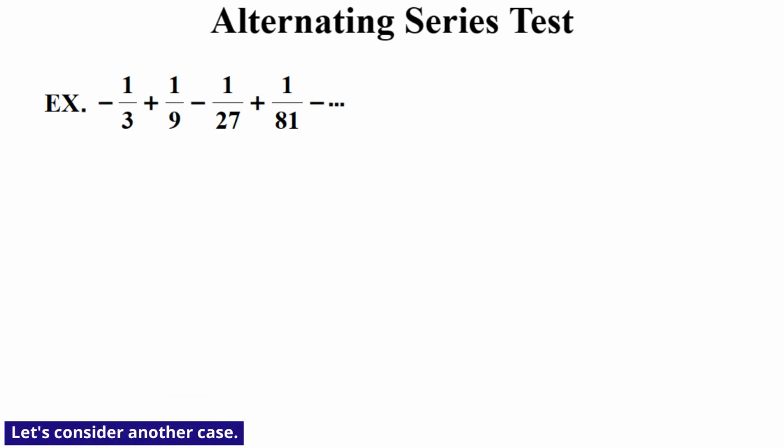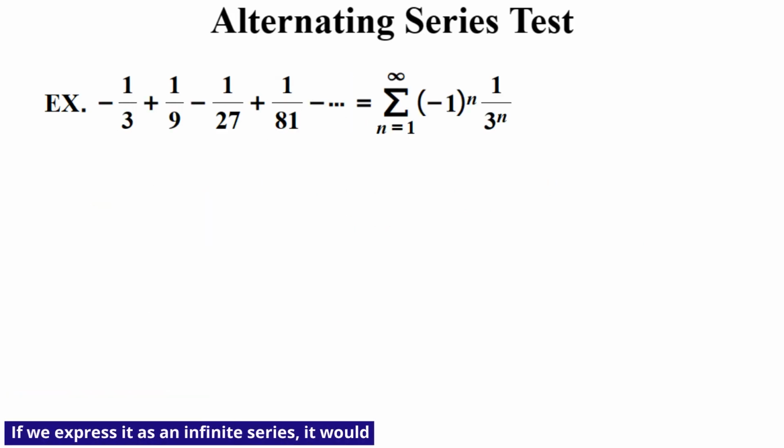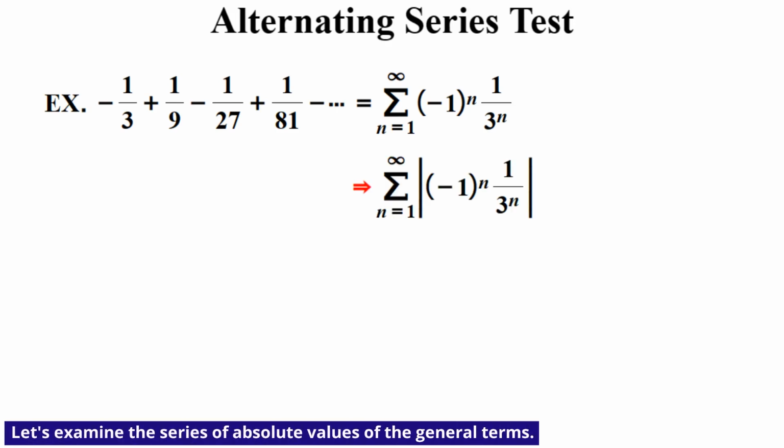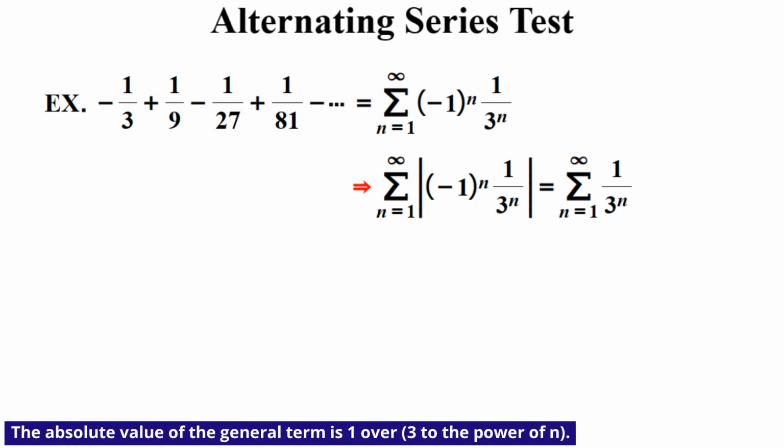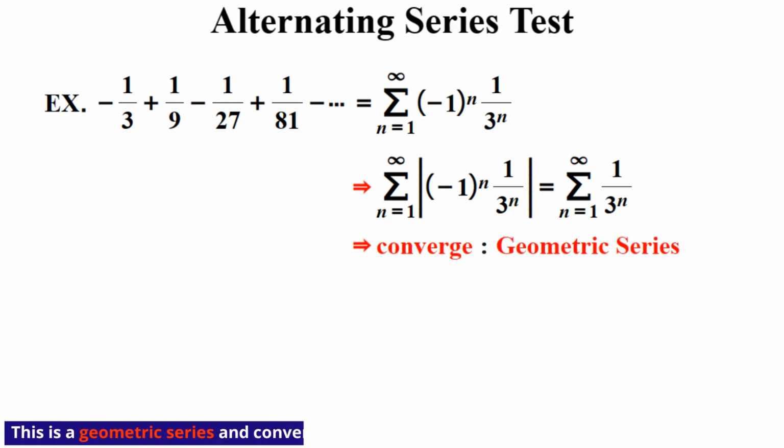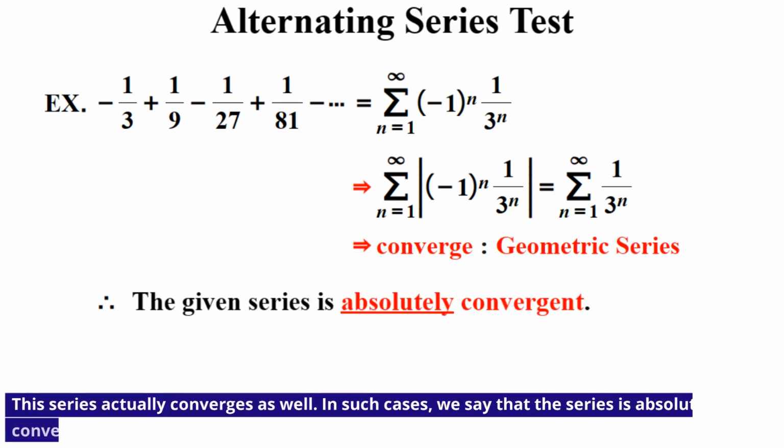Let's consider another case. If we express it as an infinite series, it would be as follows. Let's examine the series of absolute values of the general terms. The absolute value of the general term is 1 over 3 to the power of n. This is a geometric series and converges. This series actually converges as well. In such cases, we say that the series is absolutely convergent.